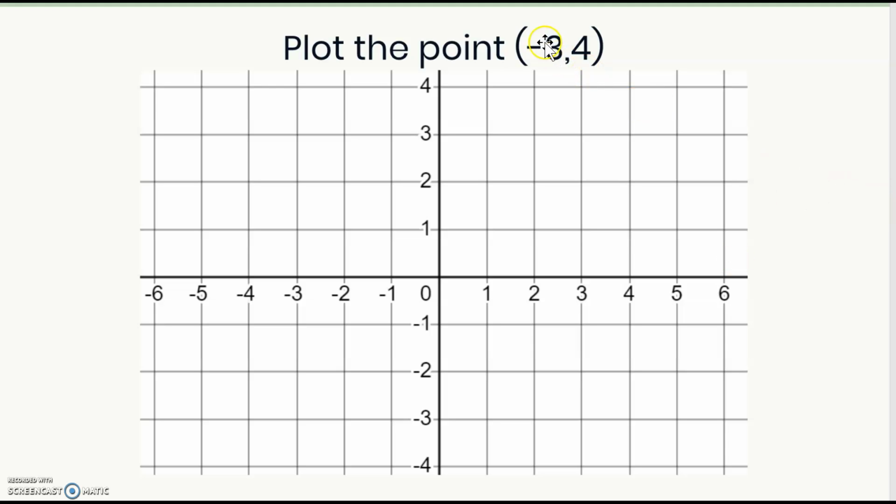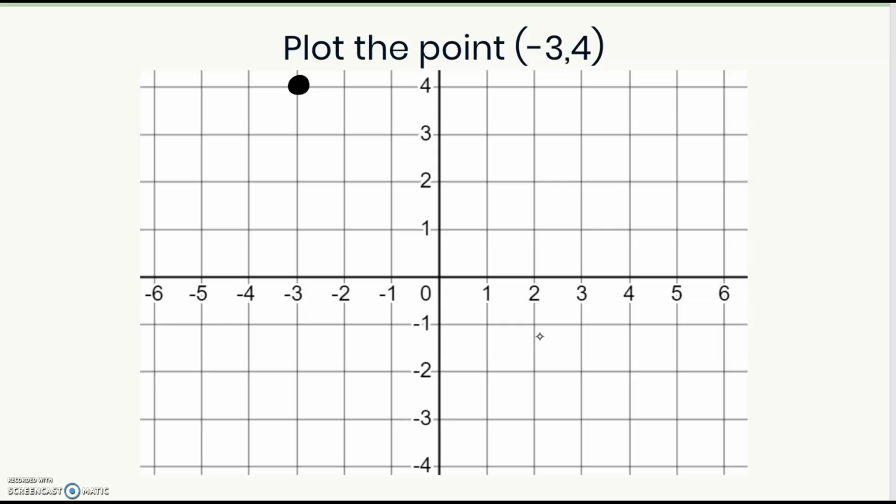Our first number is a -3, so that's talking about the x value. On the x-axis, which is always horizontal, I need to go over to -3. Then the second value is always talking about your y value, and it's positive. The y value is always on the y-axis, so I need to go up to 4. So from my -3 up to 4, we're going to plot that point right there.